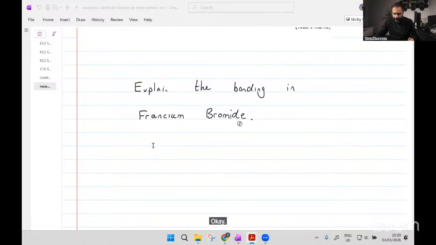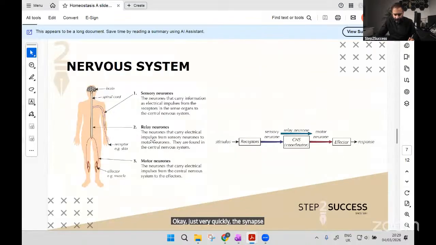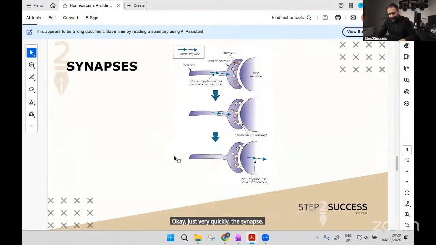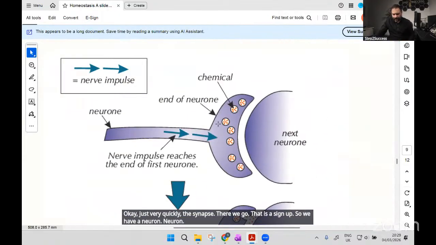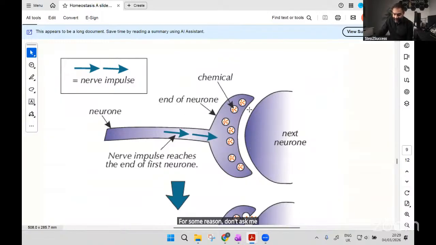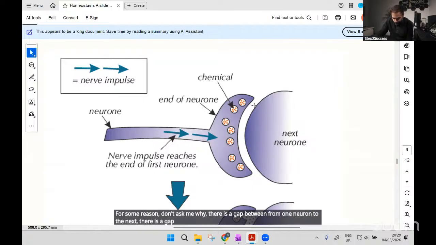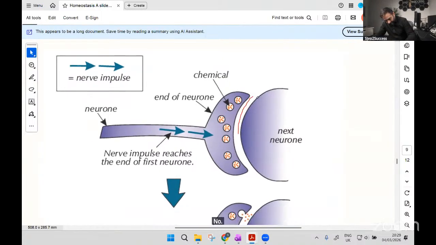Okay, just very quickly, the synapse. Here we go. That is a synapse. So we have a neuron. For some reason, there is a gap from one neuron to the next. That gap is called a synapse. Literally just that gap there.